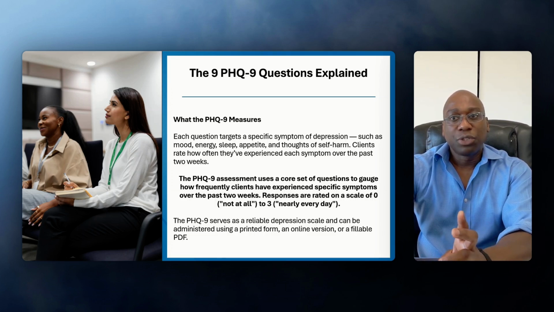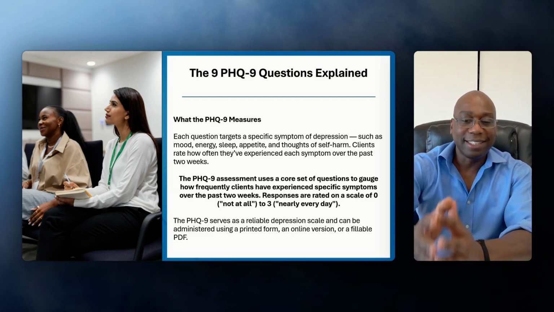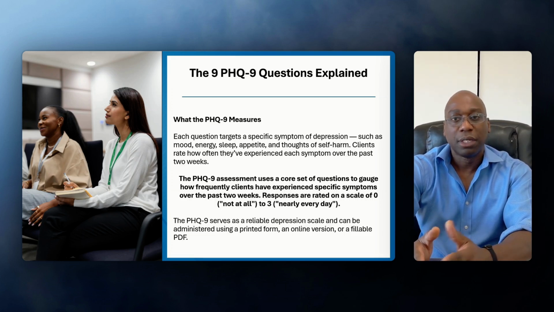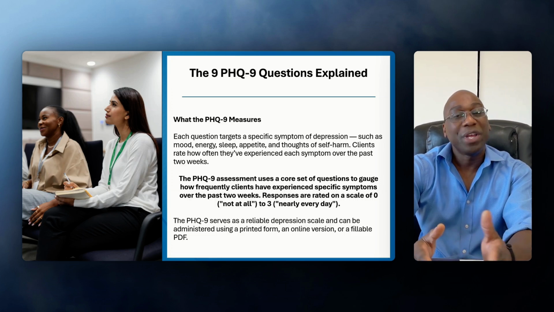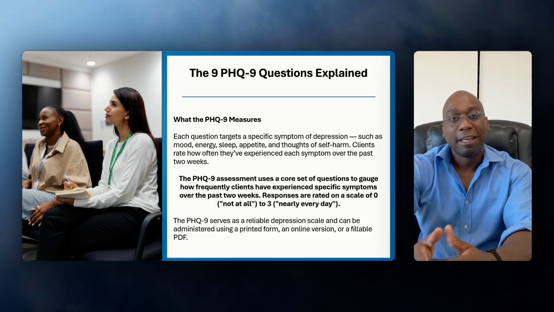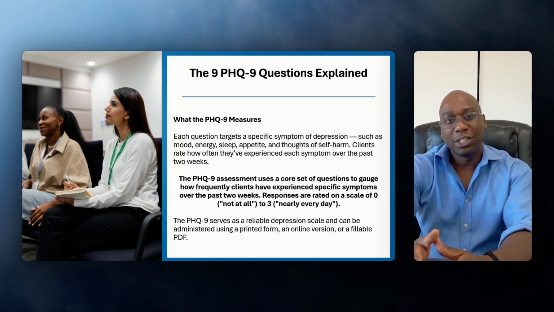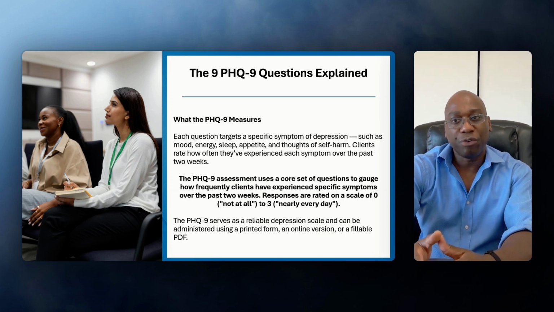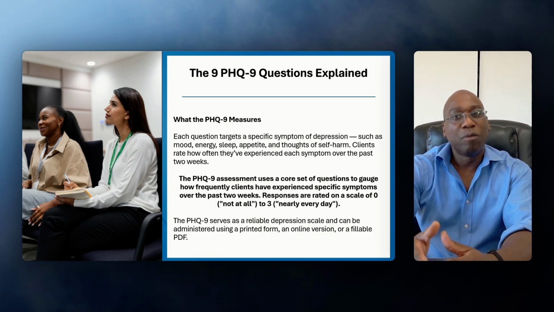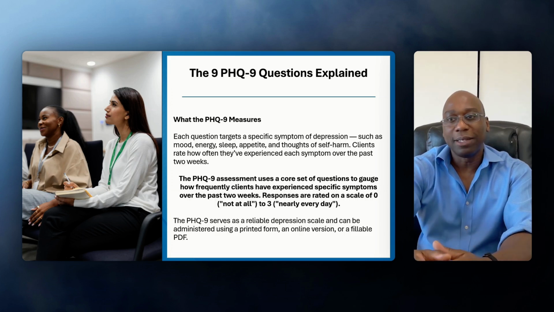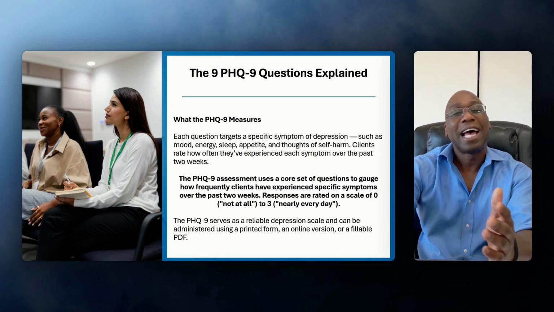There are 9 items total, and each one targets a symptom of depression. For example, low interest in activities, feeling hopeless, sleep issues, low energy, changes in appetite, feelings of failure, difficulty concentrating, moving or even speaking slowly, and thoughts of self-harm.